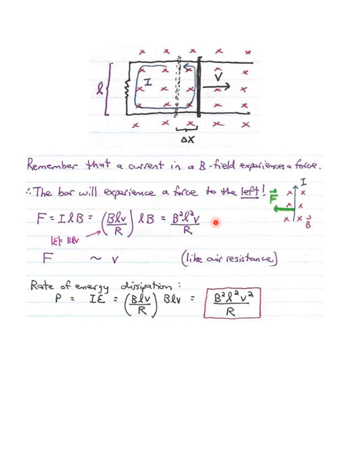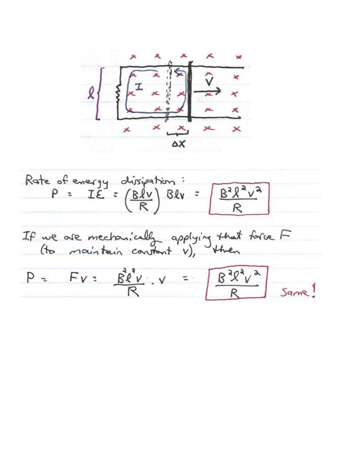Now, the rate of energy dissipation through that bar, from that bar, is power equals current times the electromotive force. And that current is BLv over R. The electromotive force is BLv. And so there is a rate of energy dissipation measured in watts because it's power, B squared L squared v squared over R. And there I've written that again from the previous page.